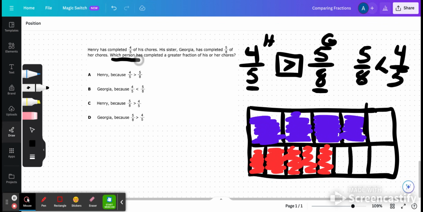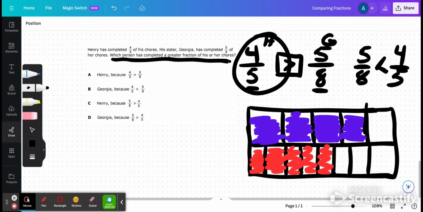The question asks which person has completed a greater fraction of their chores. Henry has completed the greater fraction. So we can eliminate B, we can eliminate D. Now we just have to decide which of these statements are true: 5/8 is greater than 4/5, or 4/5 is greater than 5/8. So C is going to be the false statement with that comparison. A is going to be the correct comparison. So our answer is going to be A.